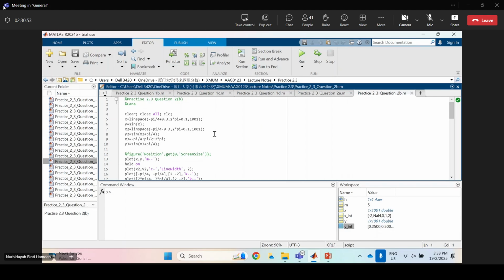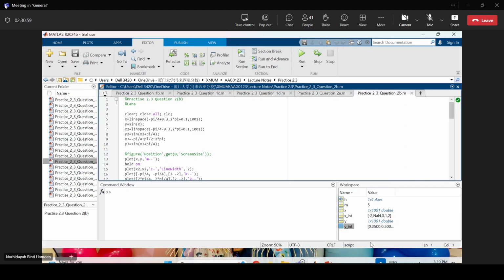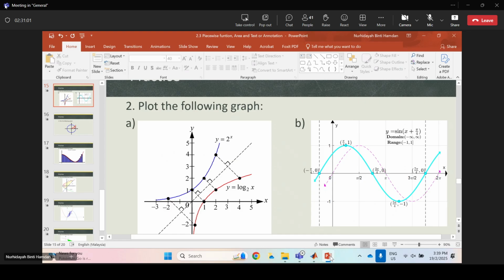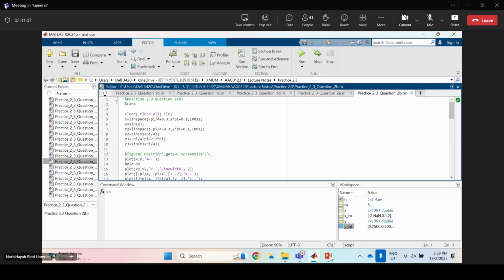Okay, so this one I do in pi value. You see here, it is from negative pi over 4 until pi. So negative pi over 4, but I put extra in case for my graph to be nice, until 2 pi. I create 1001 values. Y is equal to sine x.